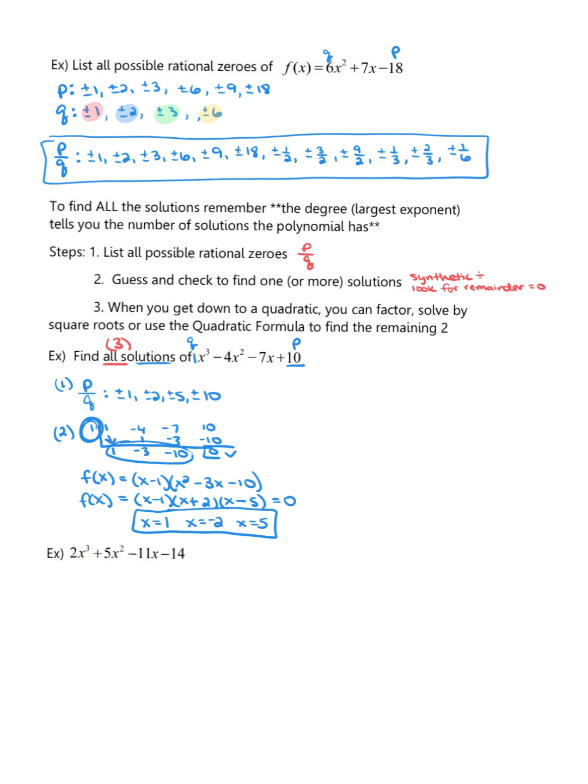All right, so let's try this one more time. 2x cubed plus 5x squared minus 11x minus 14. So again, I should have 3 solutions. We're going to start with our p over q.